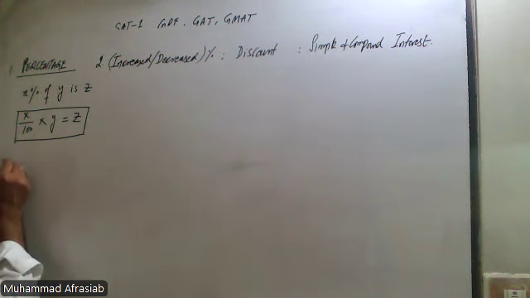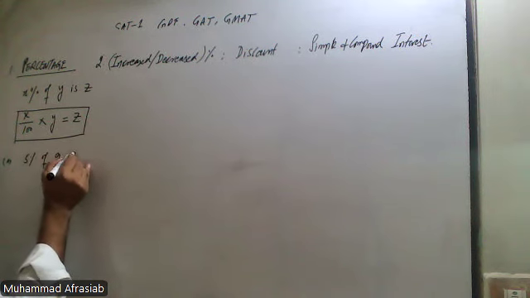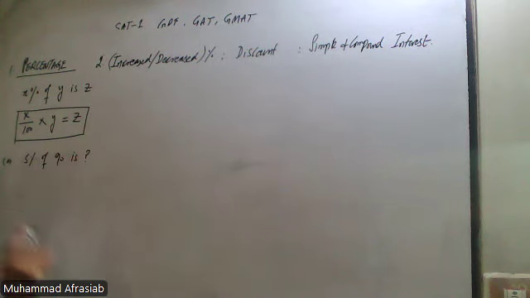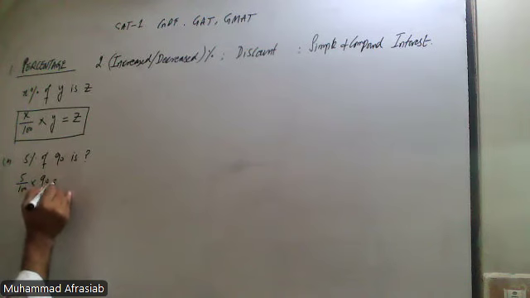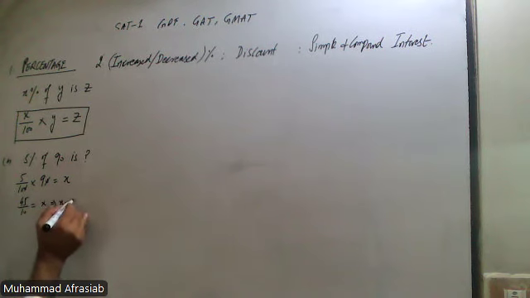Suppose for the first part: 5% of 90 is what number? So 5 as a percentage means 5 over 100, of means multiply, 90, is equal to, let's say, X. So this is 45 over 10, which is equal to X, or X is equal to 4.5.